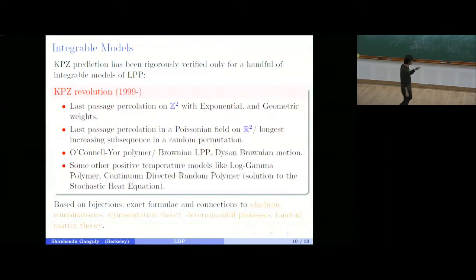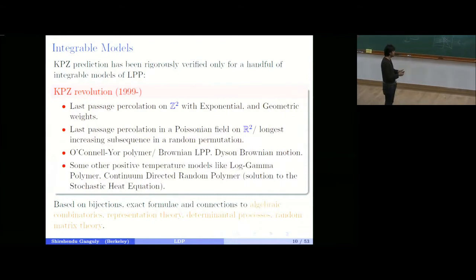Like I said, in most of these things the analysis is based on some bijections, exact formulas, or connections to some algebraic objects. So either you have connections to random matrices, or you can connect them to things like Young diagrams in algebraic geometry and other things. If you have such a tool, then you can try to analyze them and reach the conclusion that you geometrically expect to be true in more general contexts.